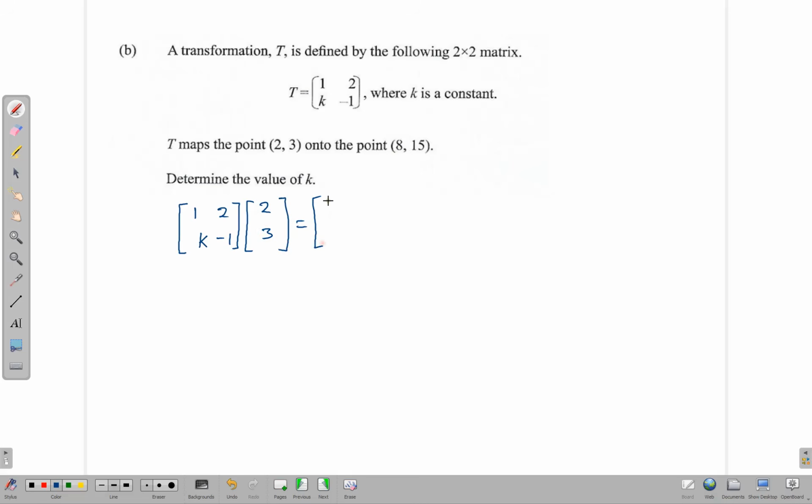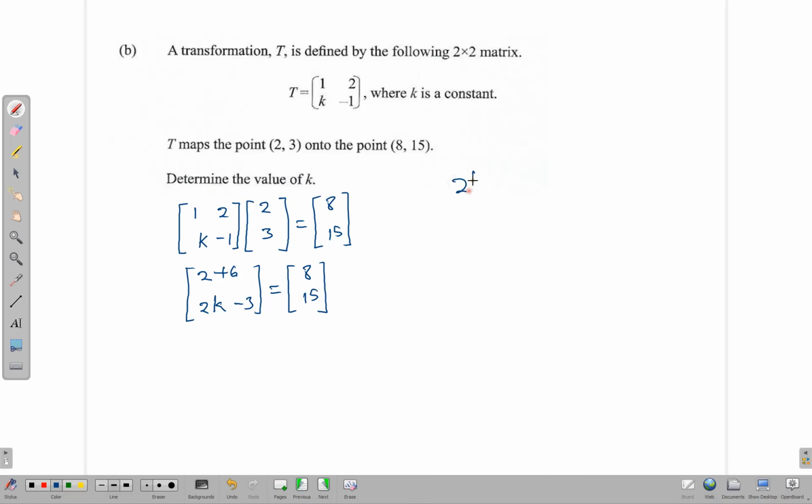So we're taking those coordinates and writing them in matrix form, and multiply the matrix by the point, and it gives us the image here. So we can multiply here. 1 times 2 gives us 2, and 2 times 3 gives us 6. That's 2 plus 6. And then here, k times 2 would give us 2k, and minus 1 times 3 gives us a -3. And that is the same as (8, 15). Now from here, you can see that 6 plus 2 is 8, which means that 2k minus 3 is 15.